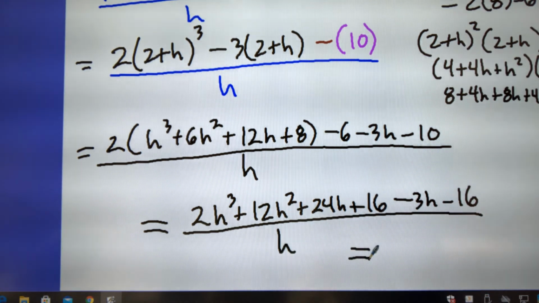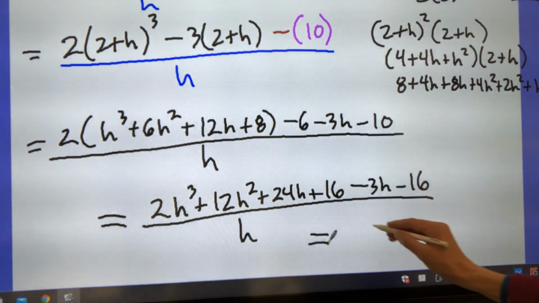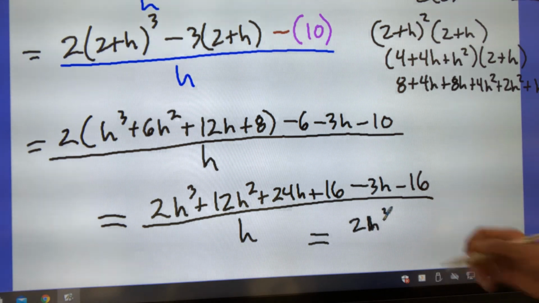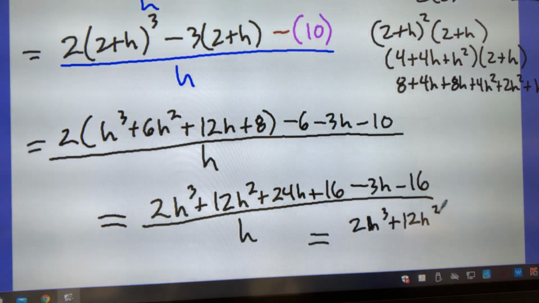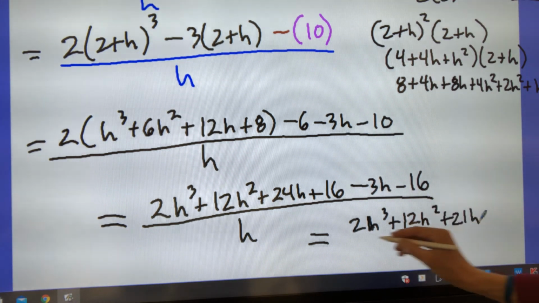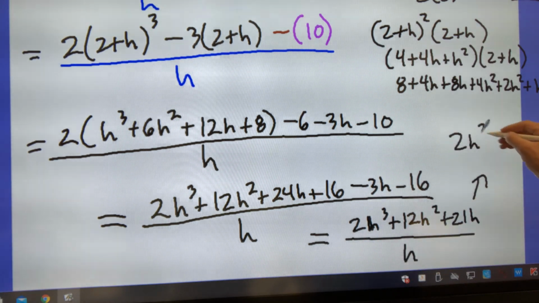16s are going to cancel. Bye-bye constant, which we knew was going to happen. Now I have 2h to the 3rd plus 12h squared plus 21h divided by h. Left with 2h squared plus 12h plus 21.